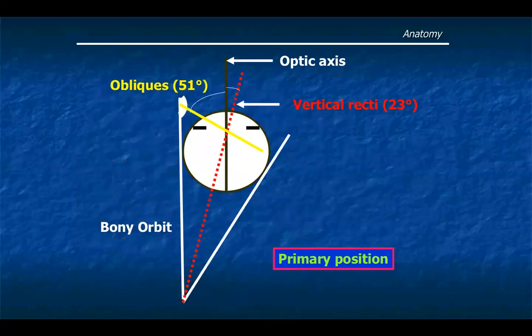In the primary position, the vertical recti, the superior rectus and the inferior rectus, course from their origin nasally to reach their insertion temporally, making an angle of 23 degrees between the muscle axis and the optic axis. So the vertical recti are located 23 degrees temporal to the optic axis. The obliques are located 51 degrees nasal to the optic axis. So the angle between the obliques and the optic axis is big. That's why they're called oblique muscles.